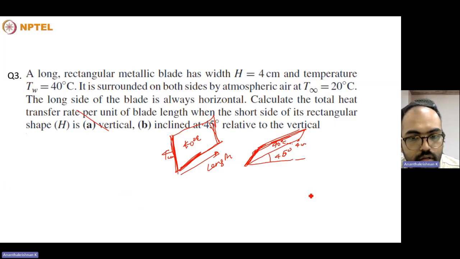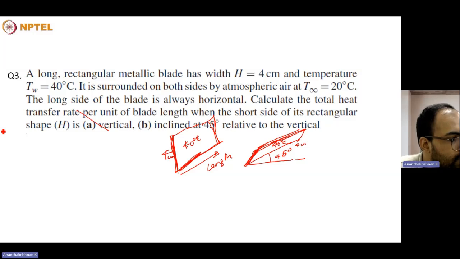The relationship between the Nusselt number and the Rayleigh number can be obtained as a standard relation for a vertical wall at a constant temperature. Let me write the correlation here. For laminar flow, the Nusselt number correlation will be with respect to the Prandtl number. For air, the Prandtl number is approximately 0.7.